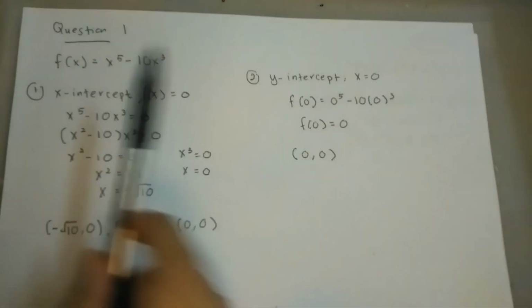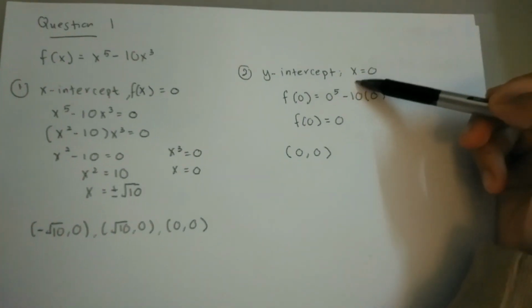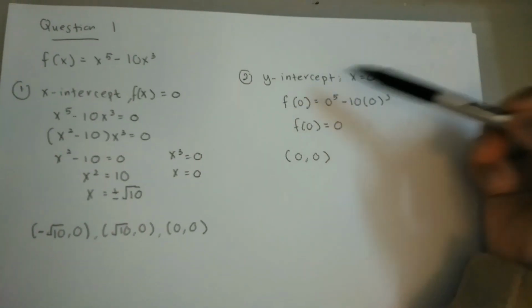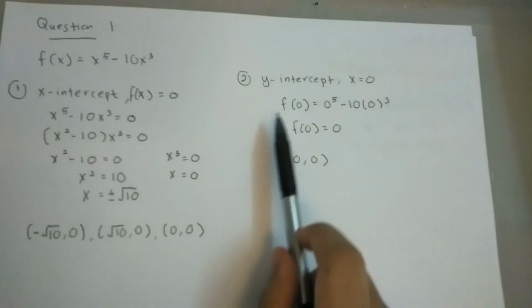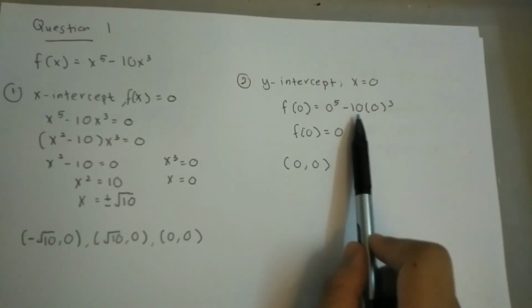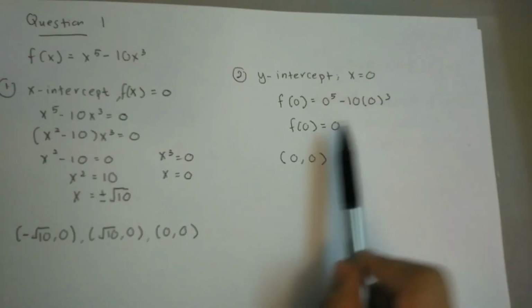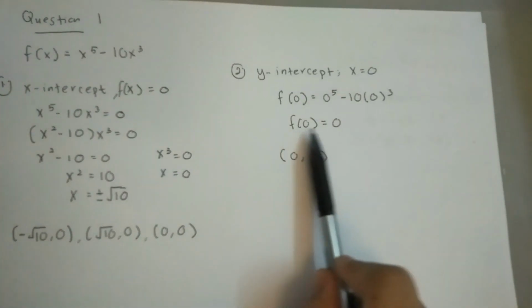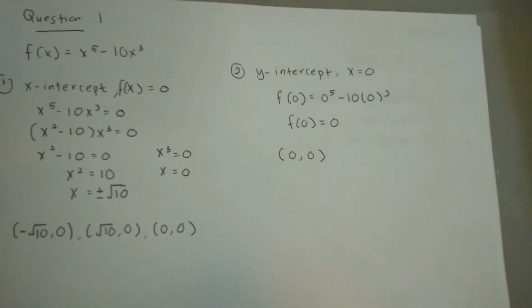Okay, after we find the x-intercept, we will find the y-intercept. So where x equal to 0, therefore we substitute the value of x into the equation. So it will be given like this. So f(0) equal to 0 to the power of 5 minus 10 times 0 to the power of 3. So we calculate and we get f(0) equal to 0. So in the point form, it will be like this, 0, 0.